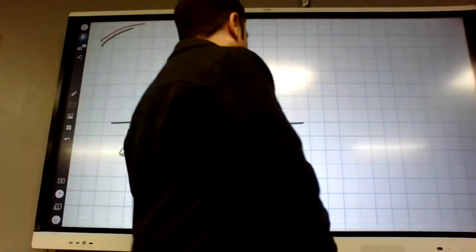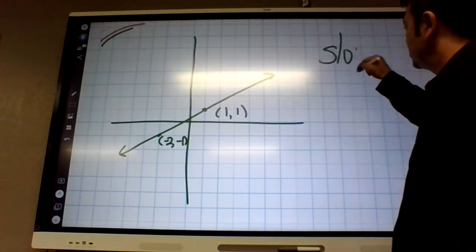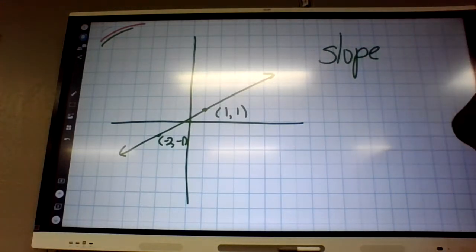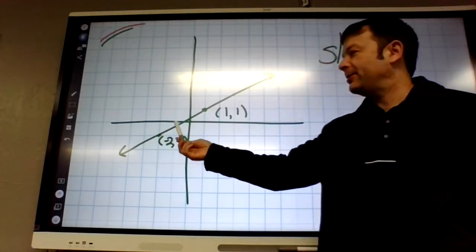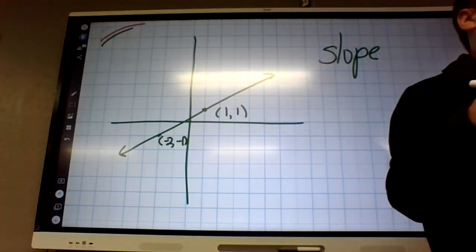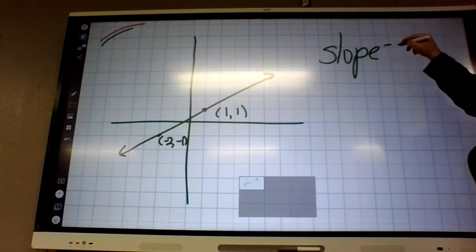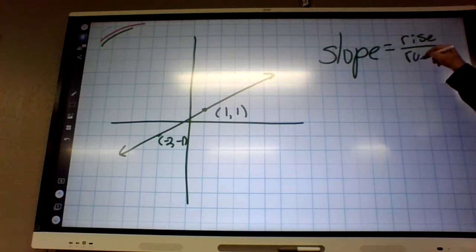About slope today. Slope is a way to talk about how steeply or how shallow a hill is, right? So in math, in algebra, it's used to describe the steepness of a line. And it is a ratio, and it compares the rise to the run, a ratio of rise to the run.